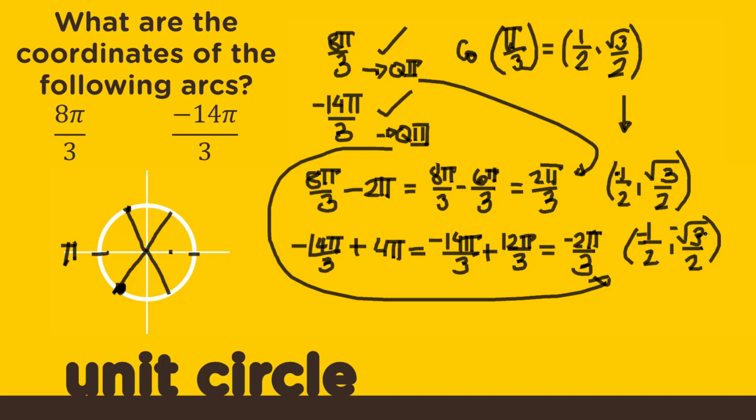This is how we determine the coordinates of arcs that are actually more than 1 revolution. Okay? Of course, again, you can do this step by step, or you can simply subtract for positive and add for negative.